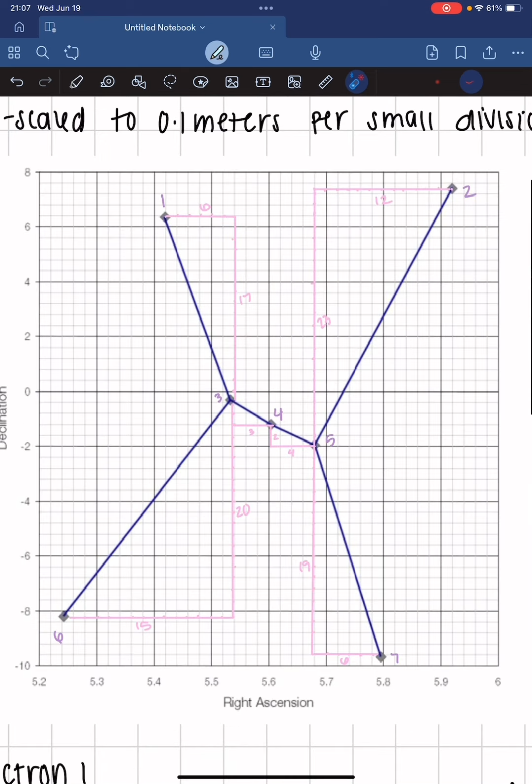Zooming in on the photograph here, I labeled each one of the electrons 1 through 7. I then counted the distances between the nearest electrons.